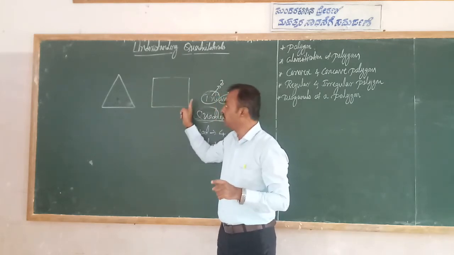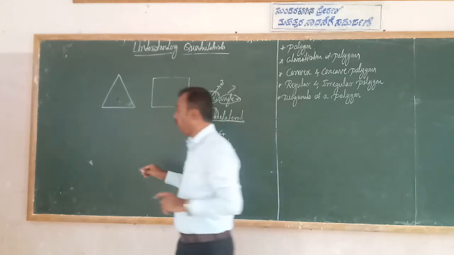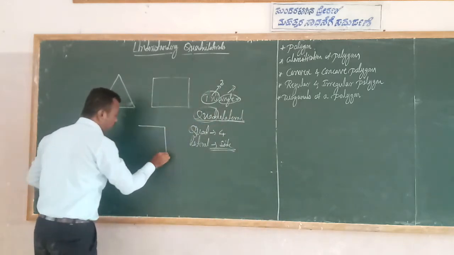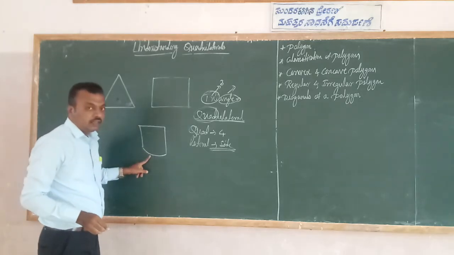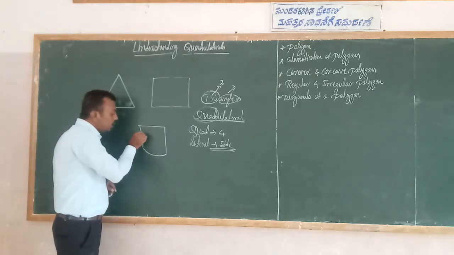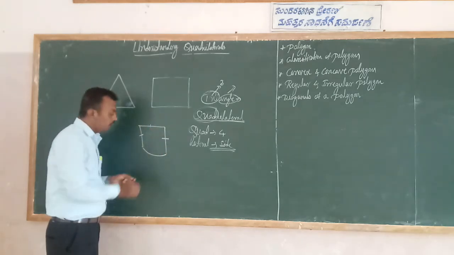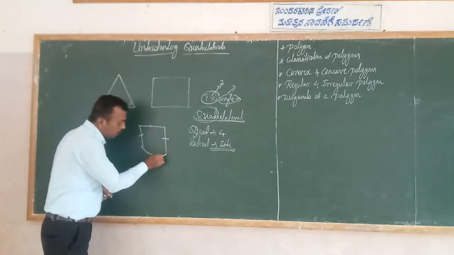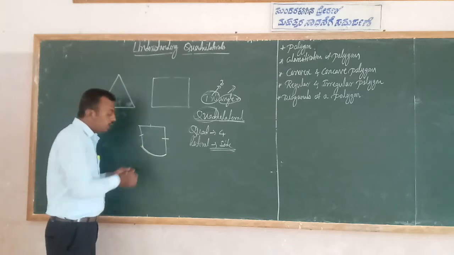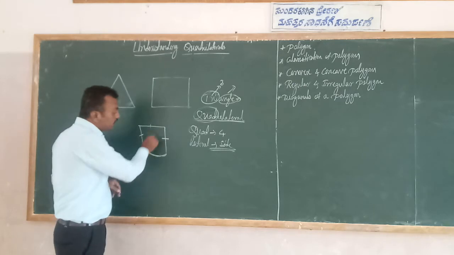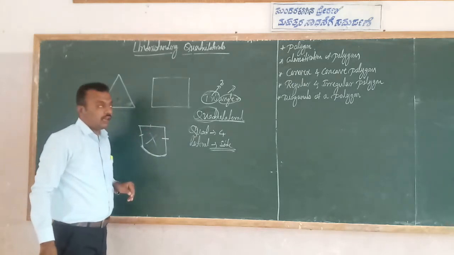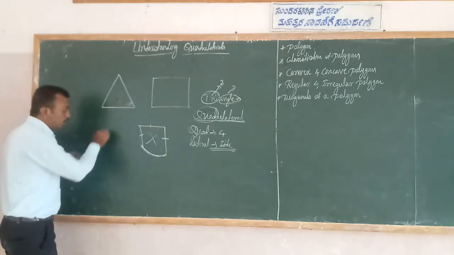is called what? Quadrilateral. See, for example, is it a quadrilateral? No, it is not a quadrilateral because it has only three line segments. It is not a linear line segment, it is a curved line. That's why we cannot say it is a quadrilateral. So it is a triangle, like this.